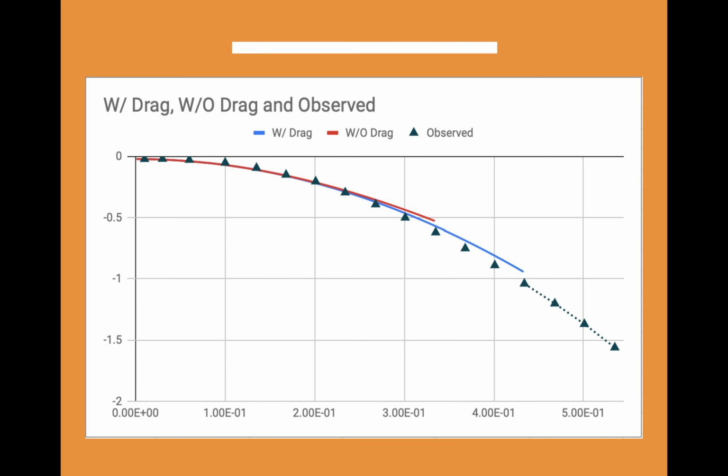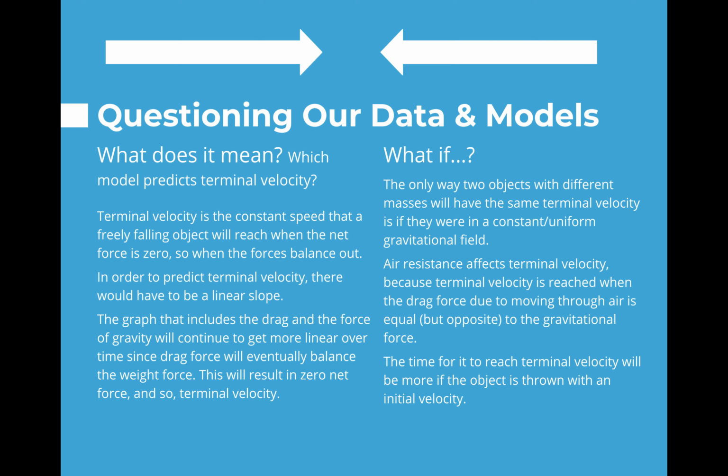The graph that includes drag is the one you can see right here, the observed and the one in blue. So, what if? The only way two objects with different masses will have the same terminal velocity is if they were in a constant and uniform gravitational field. Air resistance affects terminal velocity because terminal velocity is reached when the drag force due to moving through air is equal but opposite to the gravitational force. The time to reach terminal velocity if we throw the object will be more than the time it requires if we don't throw the object.